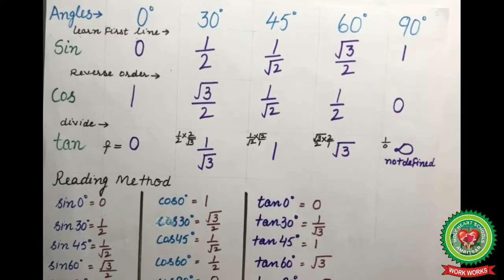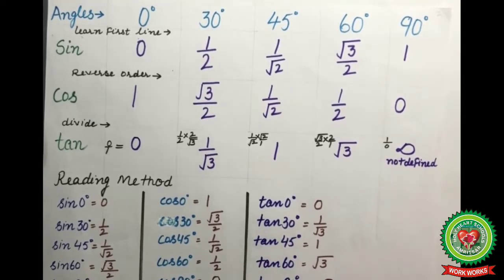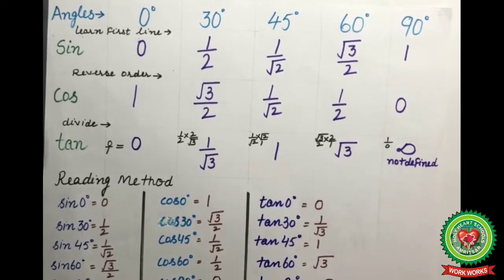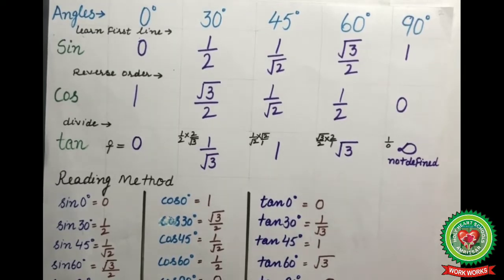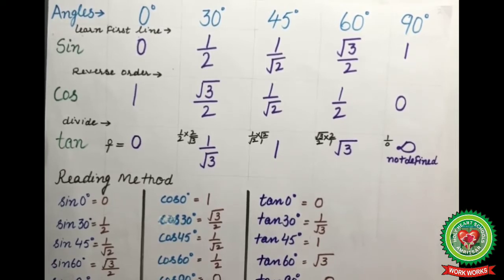Now students, for easily remembering the values of different T ratios in case of these standard angles, I am going to give you a very simple way. For that, you just need to remember the values of sine theta in case of these standard angles. If you remember the values of sine theta, you will be easily able to write down the values of cos theta and tan theta. Now, let us learn the values of sine theta in case of these different standard angles.